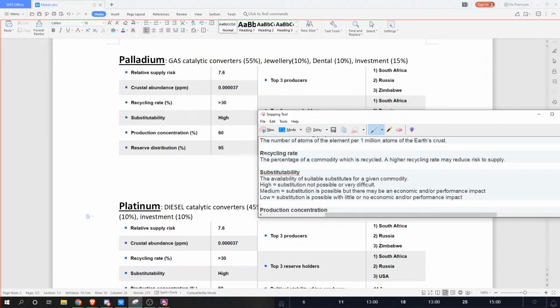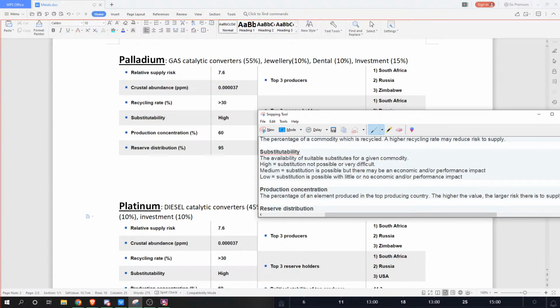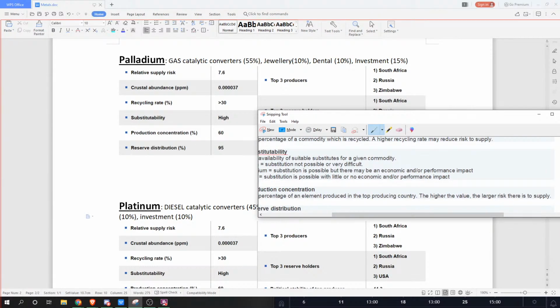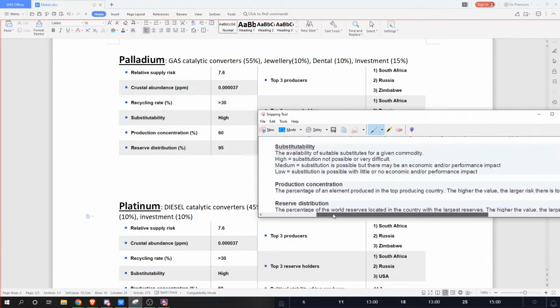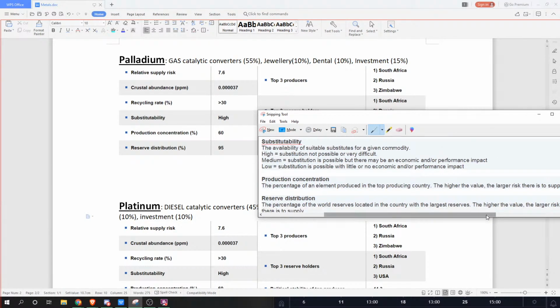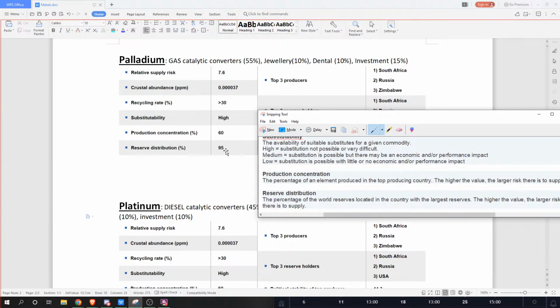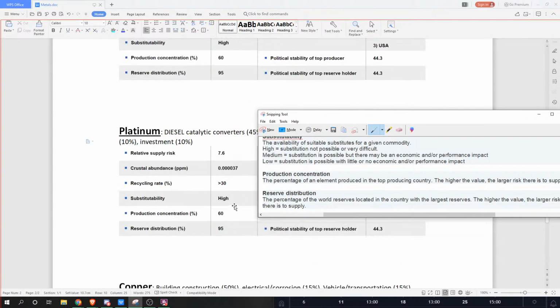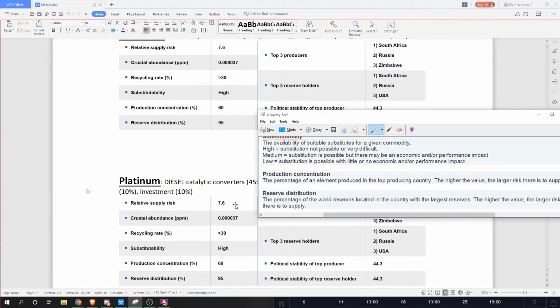And then the population concentration at 60 is a little bit higher. The higher the value, the larger risk there is in supply. And the reserve distribution is at 95, which is very high. The higher the value, the larger risk there is to supply. So we know that palladium has a very, very high risk to supply, and we can see that in the chart. And then platinum is a little less. Not much actually. It's pretty much the same.